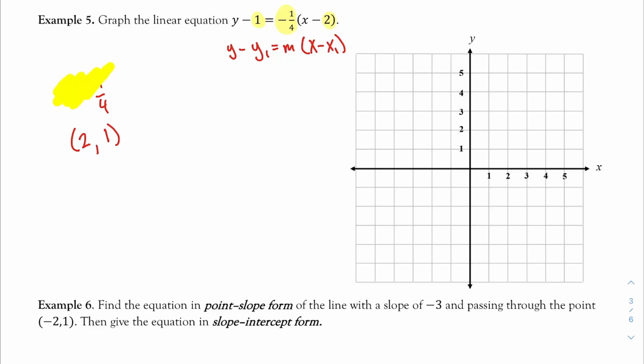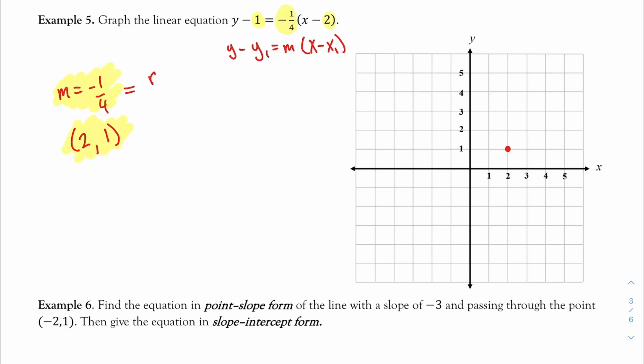And I'll go ahead and highlight my slope and my point to really show that we're using these to graph my line. So starting off, let's graph the point 2, comma 1. That's 2 to the right, 1 unit up. I have 1 point. I know to graph a line, all I need are 2 points. So now I look at my slope.